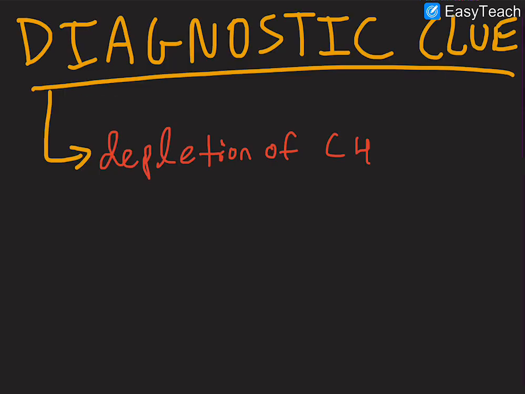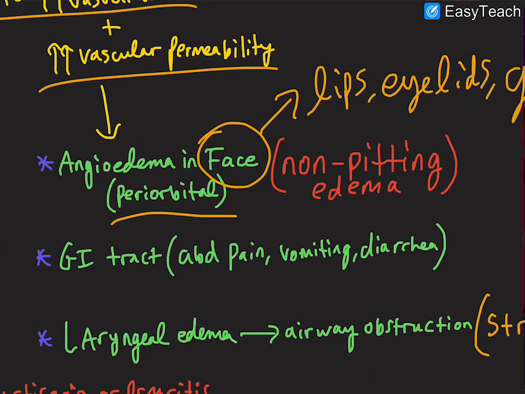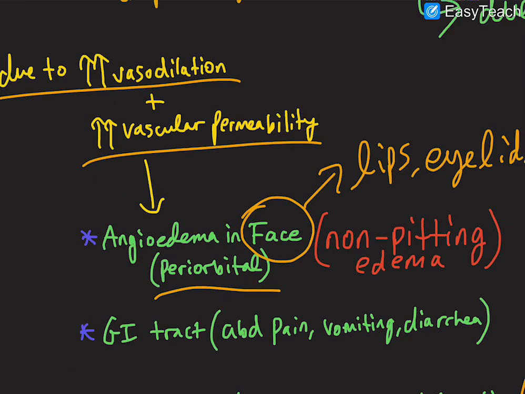So let's go back here, right? In C1 esterase inhibitor deficiency, what happens?